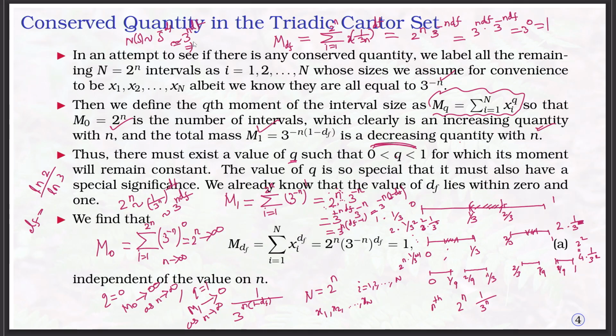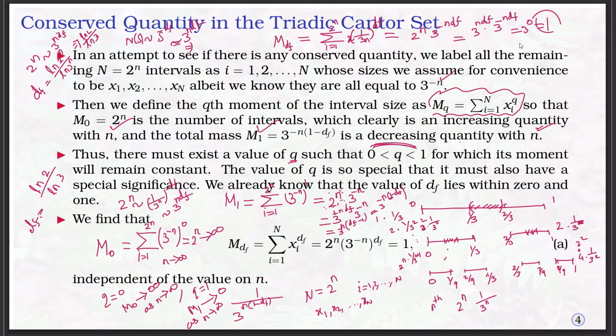If you are applying the box counting method here, that means 2 power n intervals has the relation with 3 power n df. One can apply the logarithm, then df one can get as ln of 2 power n over ln of 3 power n, which gives ln 2 by ln 3. Now this moment, if we are applying, the moment is similar.